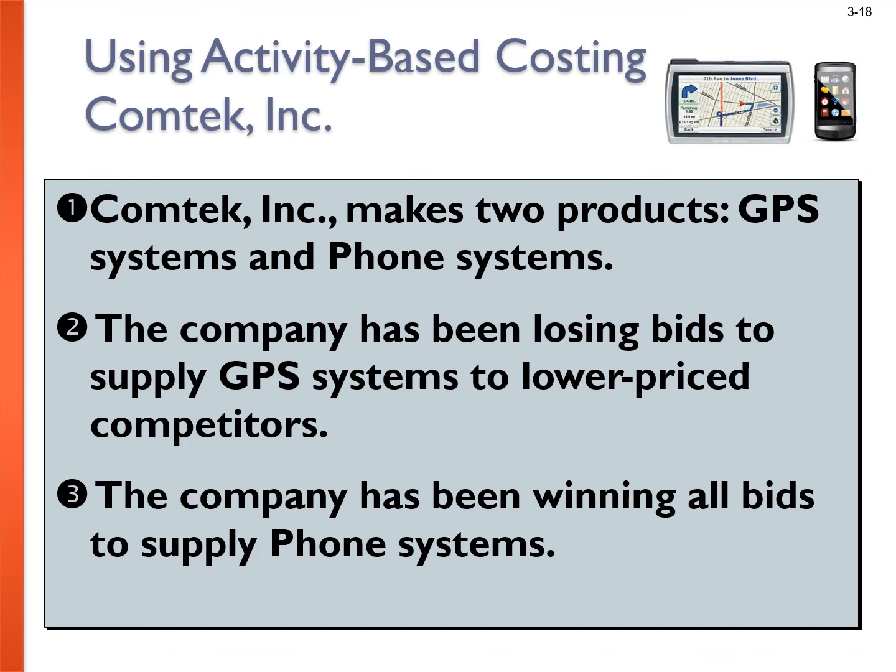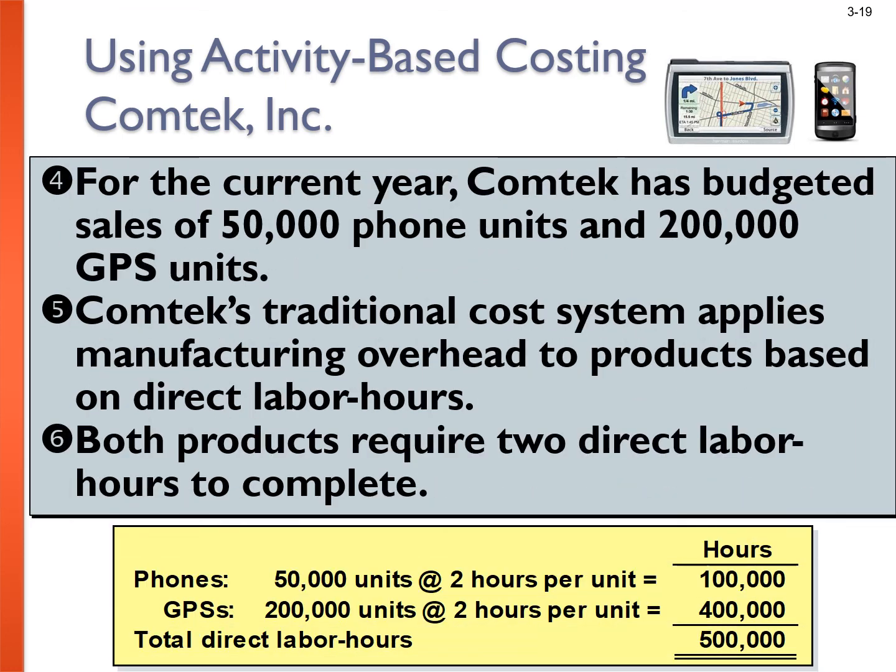Comtech makes two products, GPS systems and phone systems. The company has been losing bids to supply GPS systems to lower priced competitors. The company has been winning all bids to supply phone systems. Now, they want to know why, because their phone system isn't usually the good seller. It's usually the GPS. That's where they focus a lot. For the current year, Comtech has budgeted sales of 50,000 phone units and 200,000 GPS units.